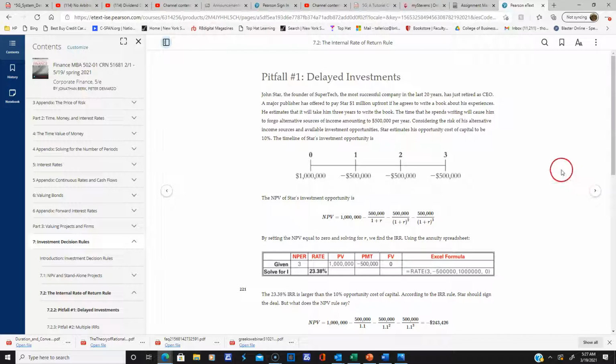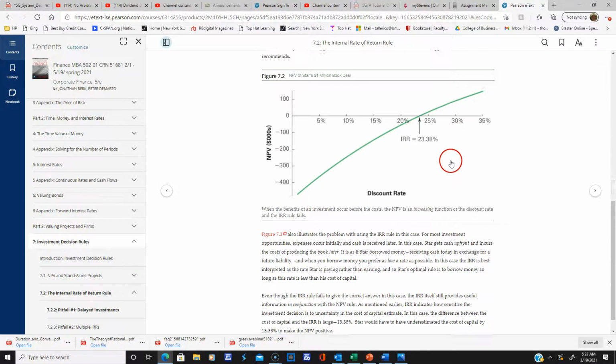all right. So what we got to talk about is there's a lot of pitfalls with the internal rate of return. And let's just realize that the internal rate of return is not perfect, and we're going to see that in Excel. Okay? So let's go over this first pitfall here.